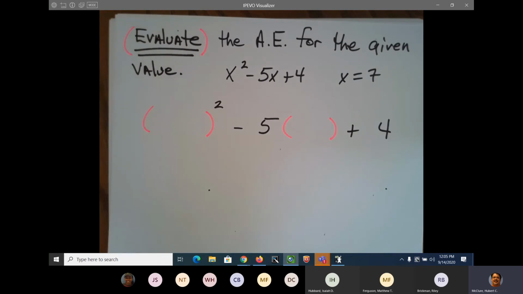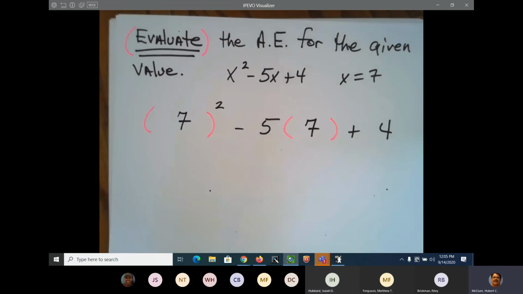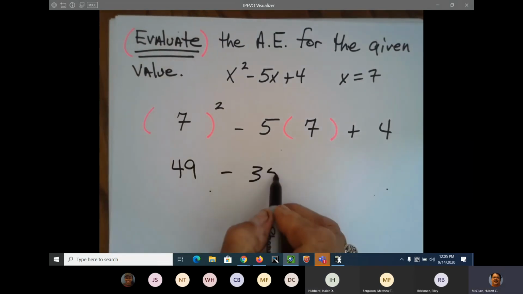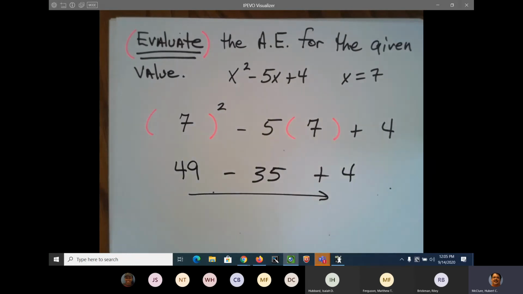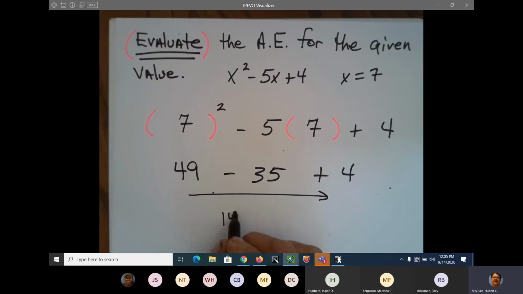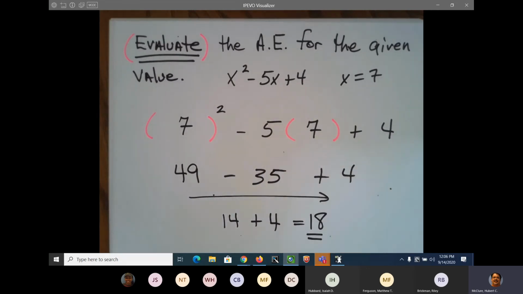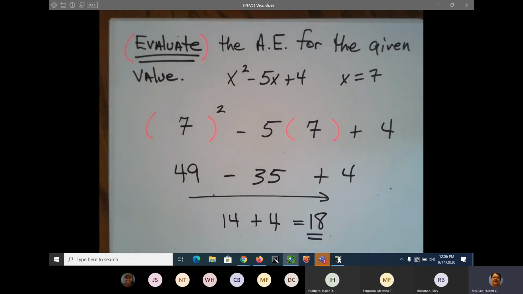All right. So we'll plug in a 7 and a 7. And 7 squared would be 49, minus 35, plus 4. Brother and sister, go left to right. 49 minus 35, I have no idea. 14, maybe. 14 plus 4 is 18. That is evaluate. And you will see that on a standardized test.